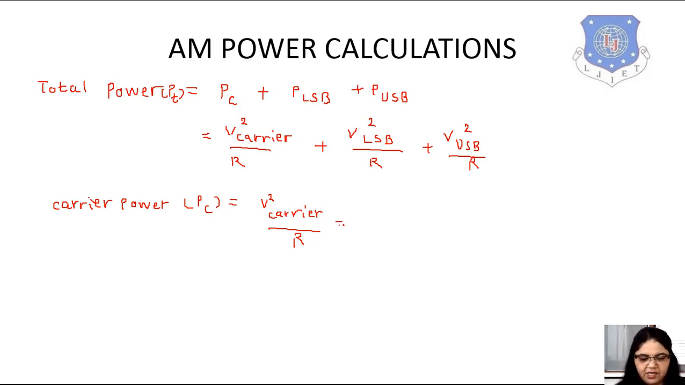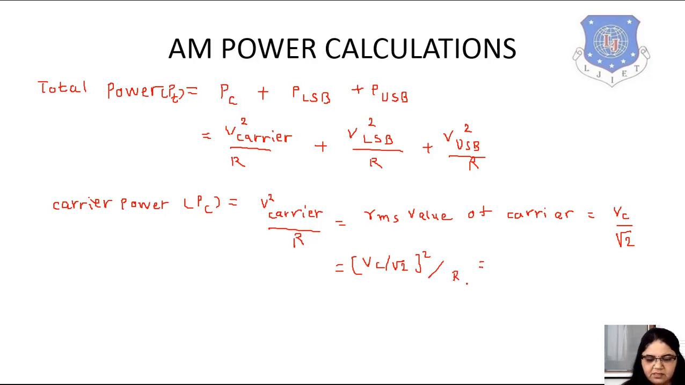Now if we want to find out this value of V square carrier, that's an RMS value. So it is equal to the RMS value of the carrier, which is VC upon root 2. So this is VC square, that is (VC upon square root 2) whole square upon R. So I can say that this is my value of the carrier power.